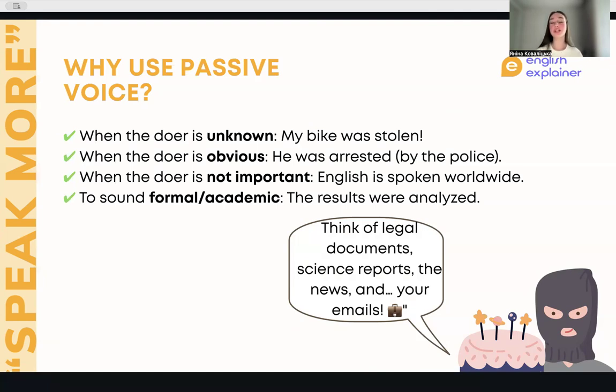When the doer is not important. For example, English is spoken worldwide. Guys, please tell me who speaks. Do dogs speak? Do cats speak? Do birds speak? No, only people. So we don't add English is spoken worldwide by people because it's obvious. People know that. And the last one is really important: to sound formal or academic. The results were analyzed. Think of legal documents, science reports, news, and your emails.